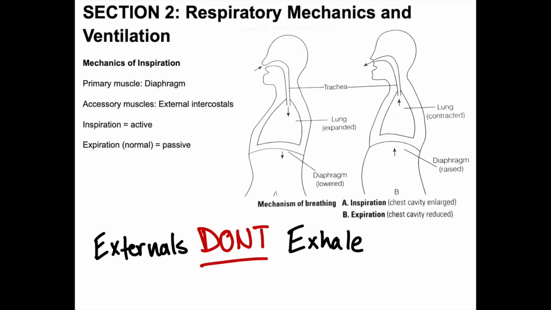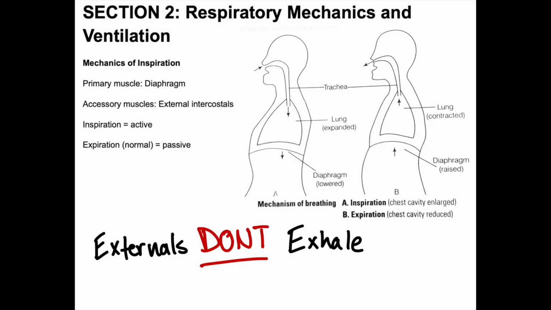Okay, so here's out the gate, first thing to know about inspiration. It is active, okay? The diaphragm contracts and moves downward. That increases thoracic volume. Increasing volume decreases intrathoracic pressure. Air flows down the pressure gradient into the lungs. The external intercostals assist by elevating the ribs and expanding the chest wall.